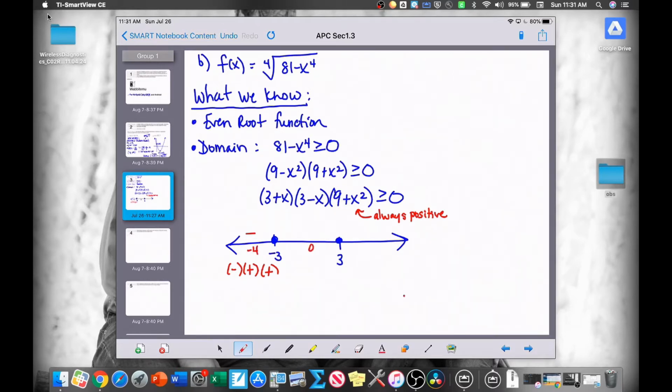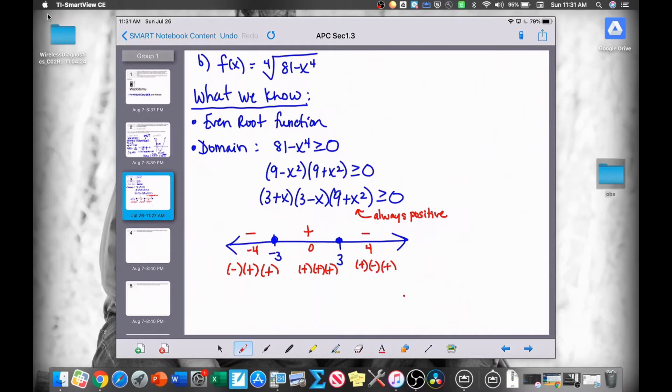3 plus 0 is positive. 3 minus 0 is positive, and my third factor is always positive, so that region's going to be positive. And then finally, when I pick something bigger than 3, how about if we go with 4, and I plug that into my 3 factors? 3 plus 4 is going to be positive, 3 minus 4 is going to be negative, and my third factor is always positive. Negative times 2 positives is going to be negative.